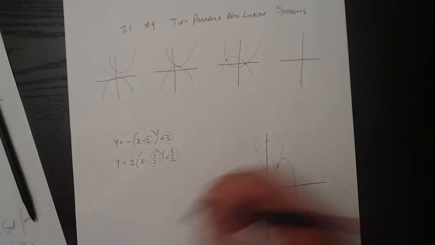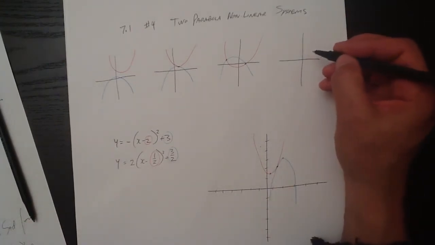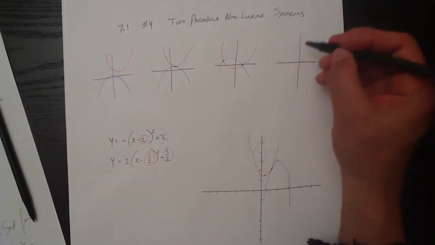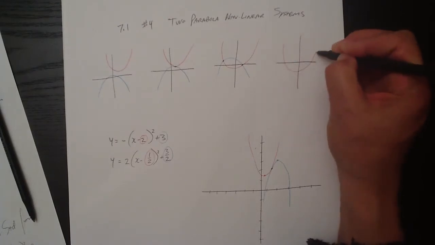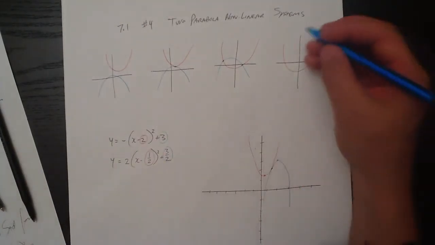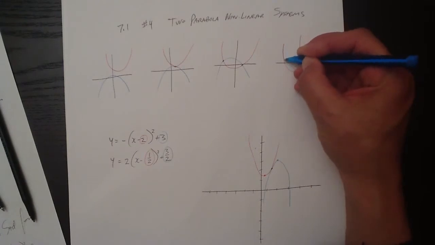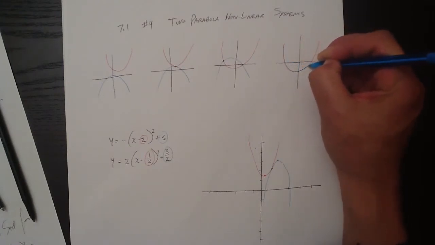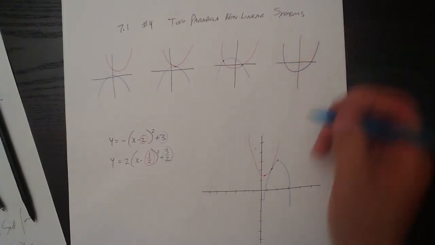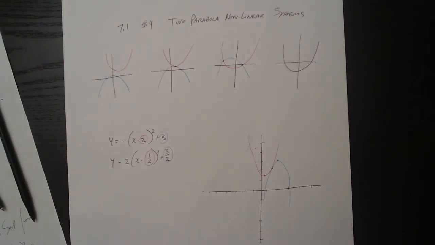And it could also be that the two equations represent the exact same function, which would be a real tricky one, sure to show up as a bonus on some kind of a test, where the two define the exact same function so that there's an infinite number of possible solutions. Anything that works in one will work in the other.